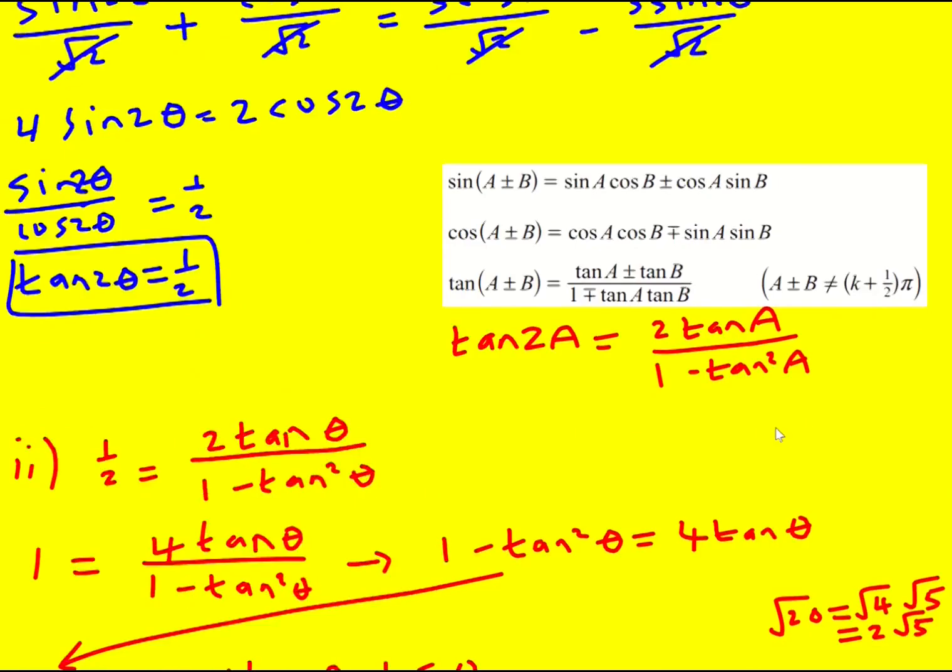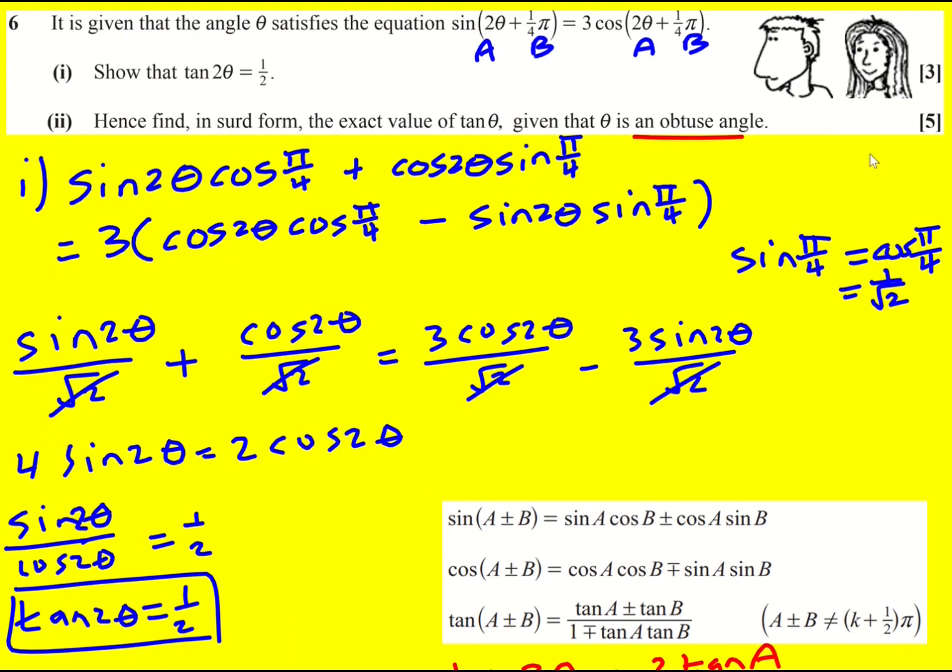That's a really good question because it's tested us on our addition formulae for sine and cos. And we've got an equation in terms of tan, and then it's done double angle formula for tan. It's led to a quadratic. I like it.